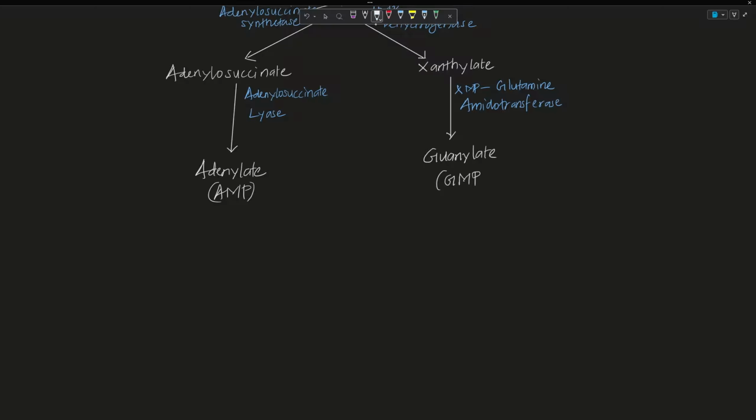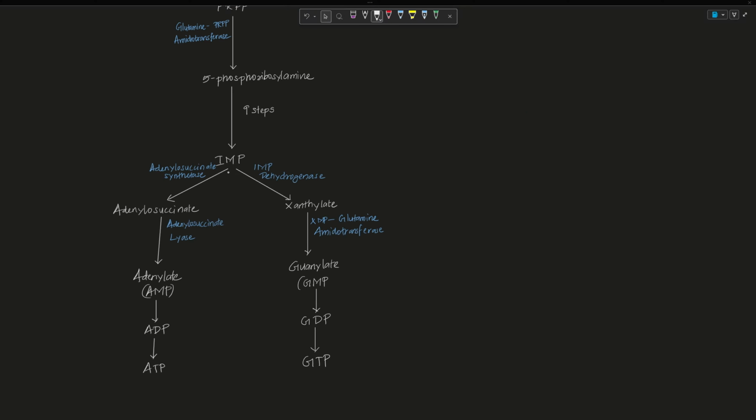Then we can further write ADP and ATP. Same here as well, GDP, GTP. So AMP, ADP and ATP inhibit the step which converts PRPP to 5-phosphoribosylamine.